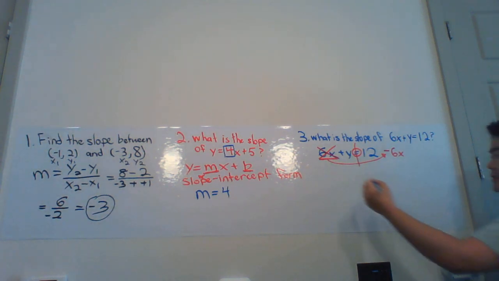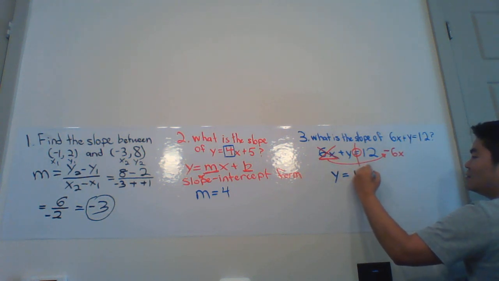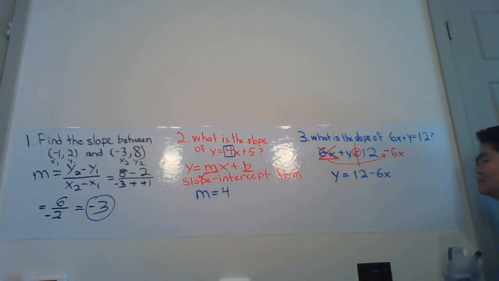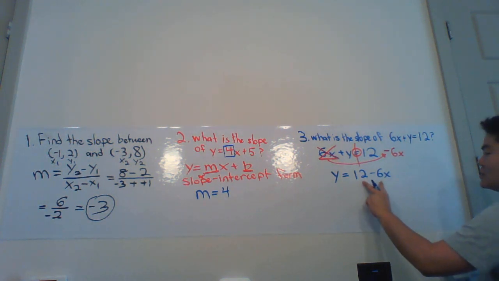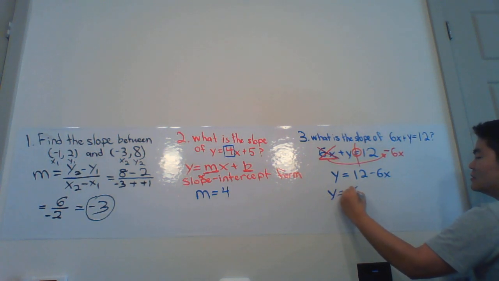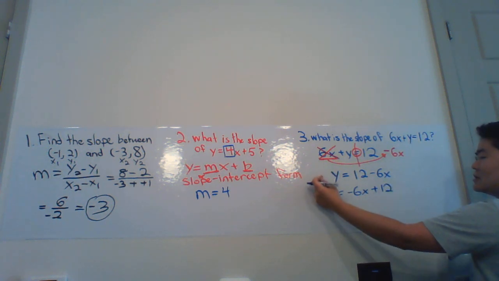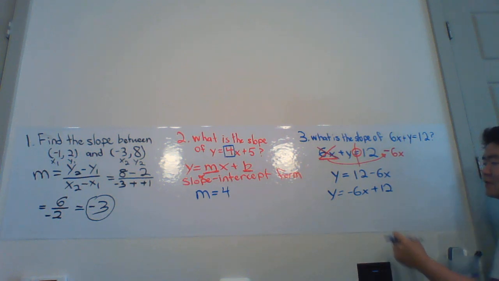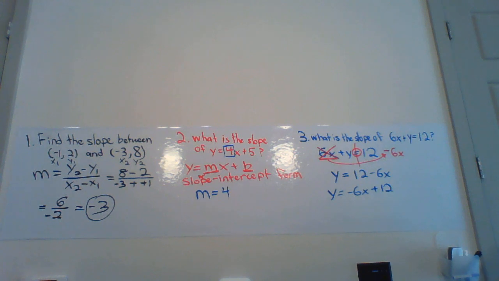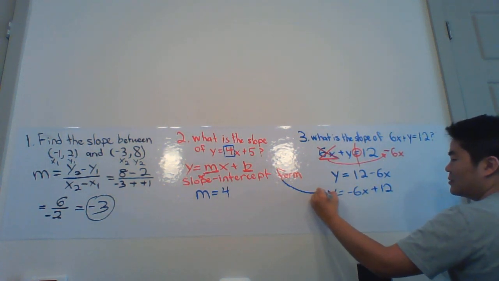And now what I have is y equals 12 minus 6x. And then I can switch these two around. So y equals negative 6x plus 12. These two are the exact same thing right here. The only difference is I just switched the order of how I wrote them. That's completely fine. So now it actually looks kind of like slope-intercept form.